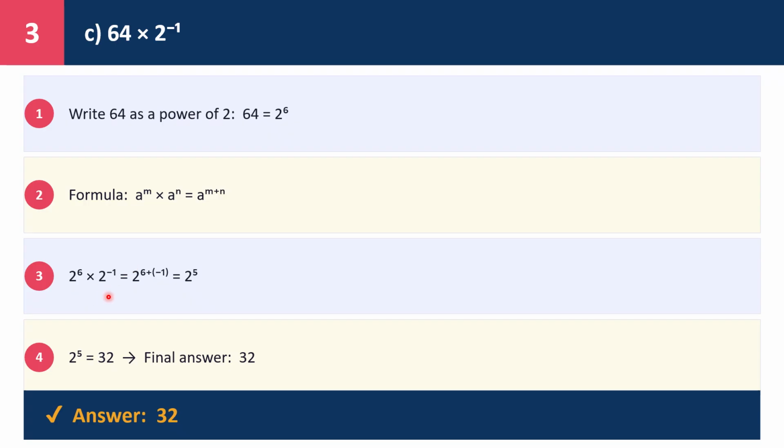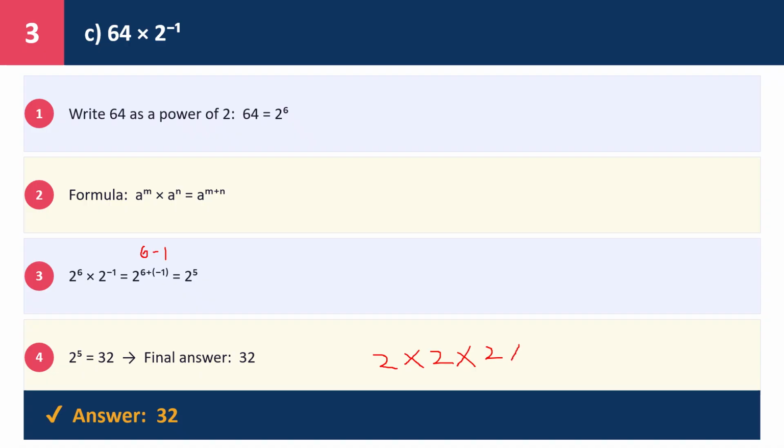The bases are the same. So what we have to do? We just add the powers. So 6 plus of minus 1. Plus into minus is a minus, right? So 6 minus 1. 6 minus 1 is 5. So what is our final answer? It's 2 power 5. Expanding it, 2 is repeating 5 times. So 2 into 2 into 2, and so on, 5 times we have to write 2.